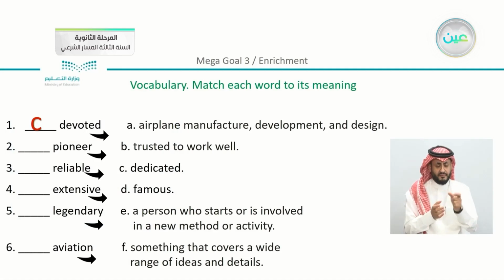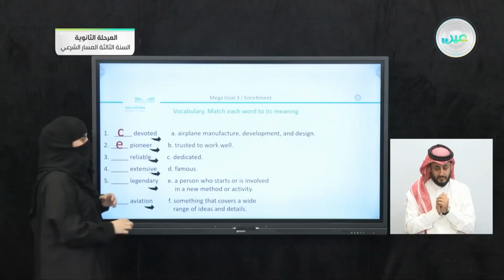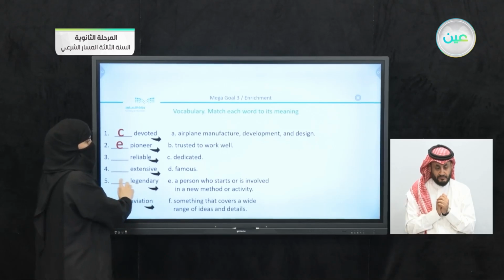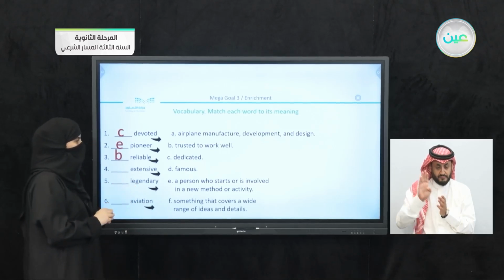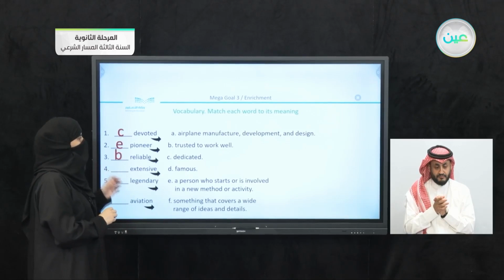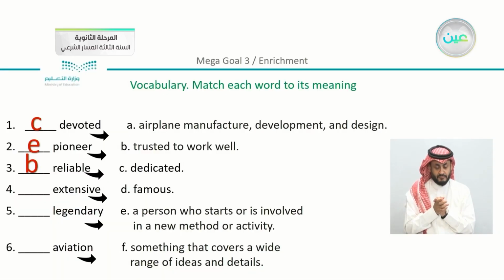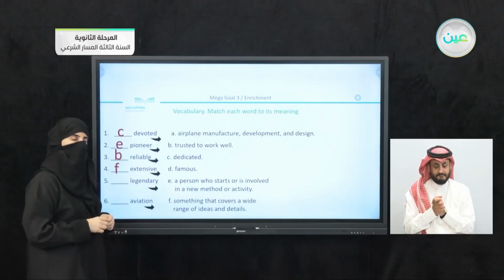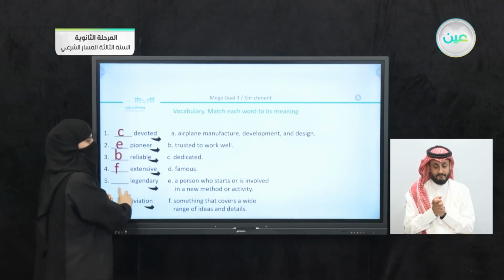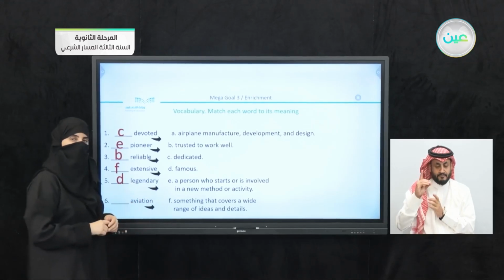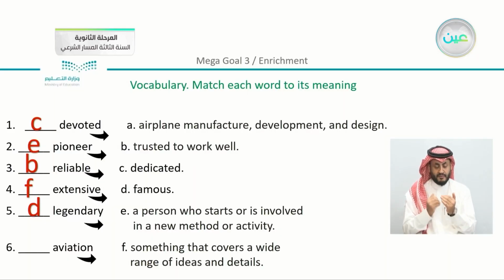Of course, devoted means dedicated. Pioneer, you can just recall the answers: a person who starts or is involved in something new. Reliable, trusted to work well. We have extensive, which means something that covers a wide range, as you can see from the picture. And we have legendary, like King Abdulaziz, someone who's famous. And the last one, aviation, is airplane manufacture, development, and design.